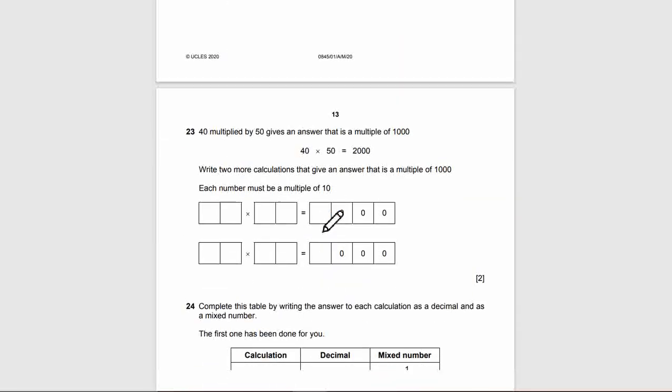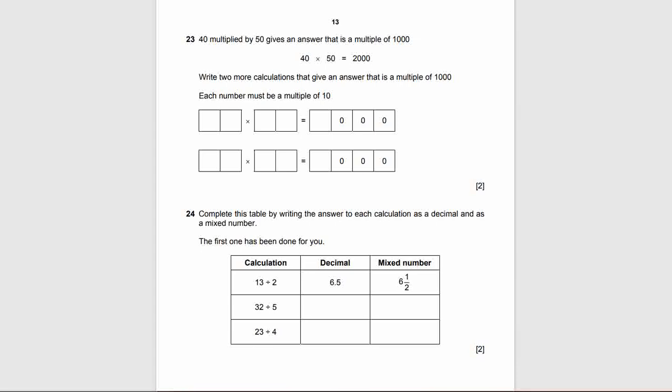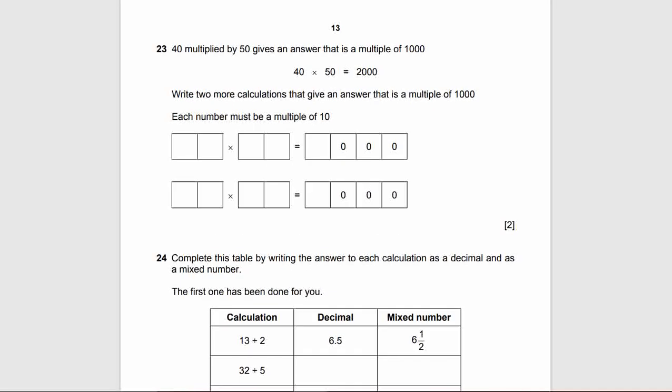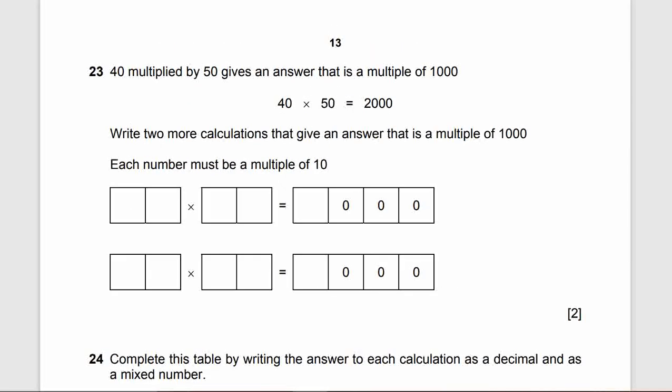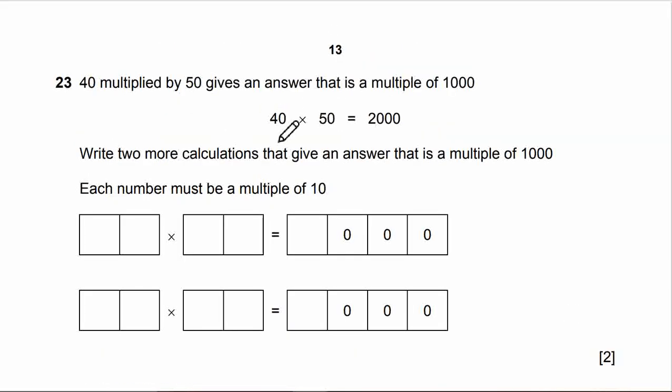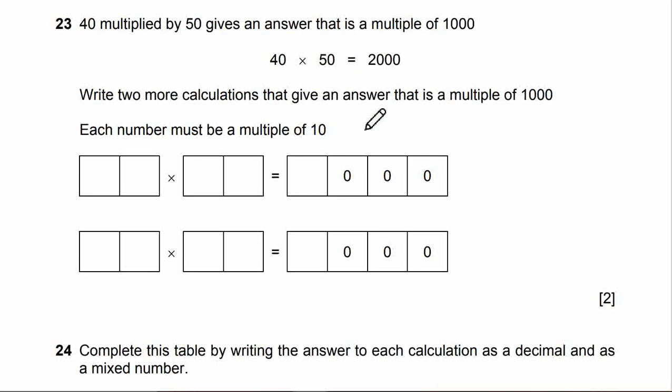And number 23. "40 multiplied by 50 gives an answer that is a multiple of 1000. Write 2 more calculations that give an answer that is a multiple of 1000. Each number must be a multiple of 10."